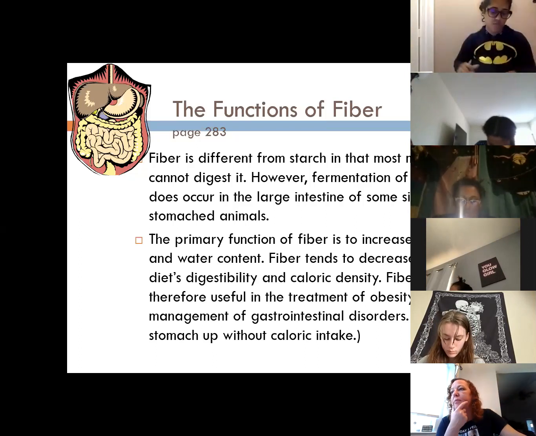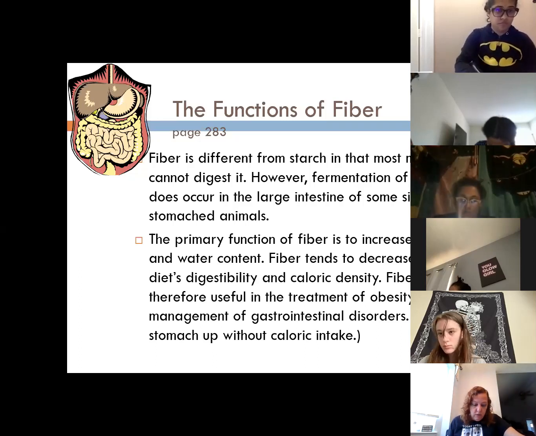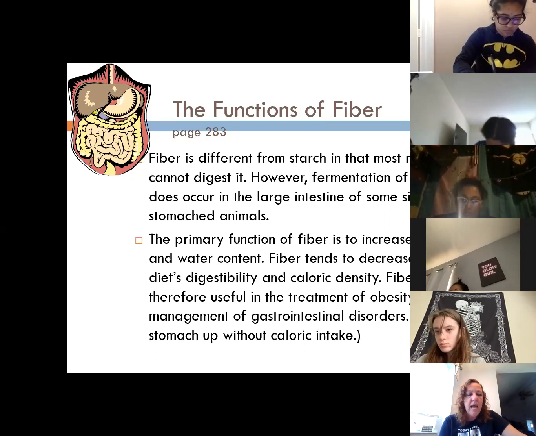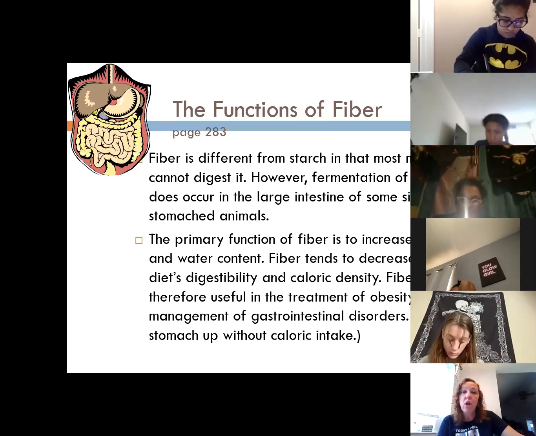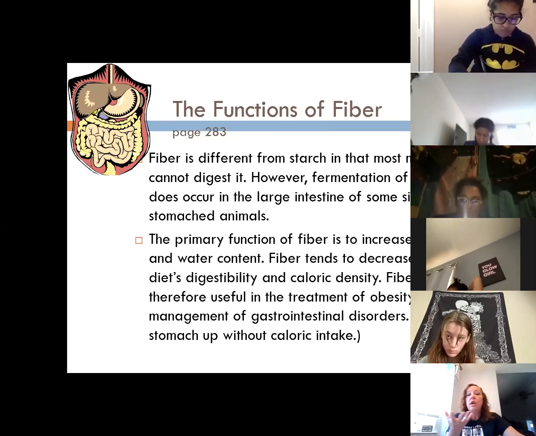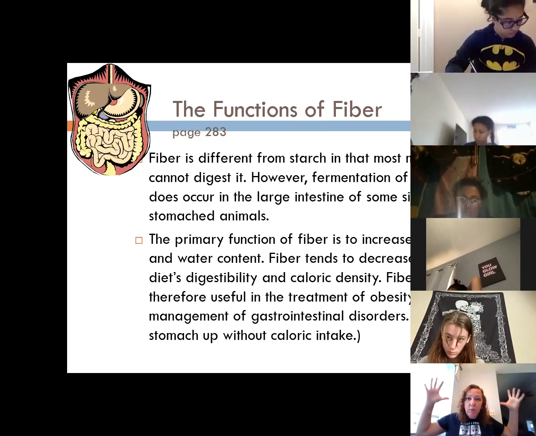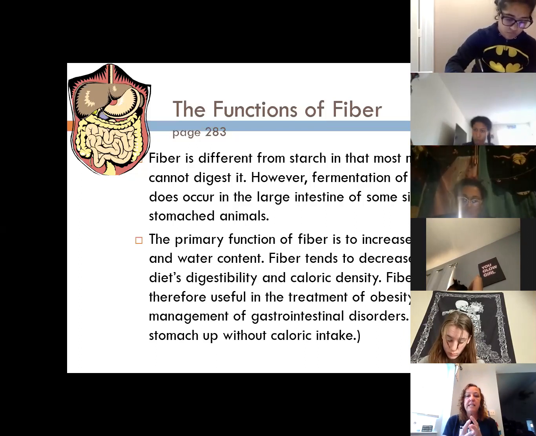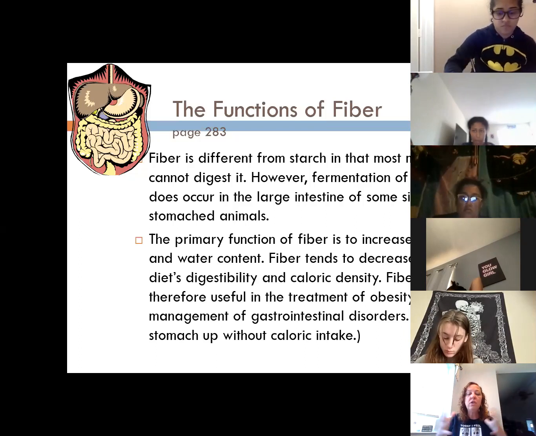So how does fiber decrease digestibility and help with constipation? When you are constipated, you have hard, dry feces that is not moving through the colon. And the longer it sits there, the harder and drier it gets. Some of these fibers help to retain water in the feces. They bulk it up.